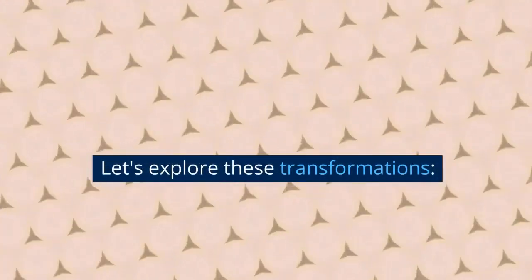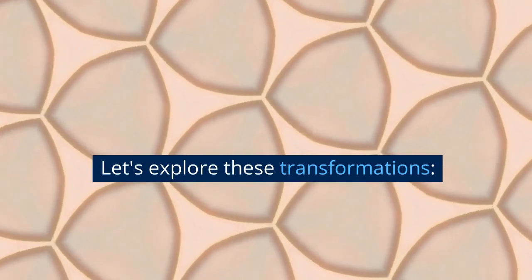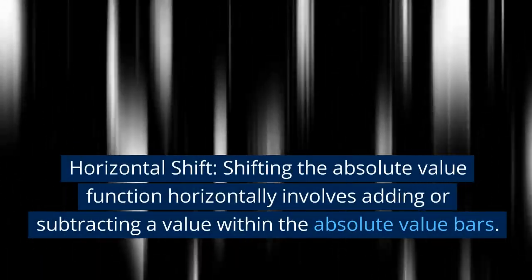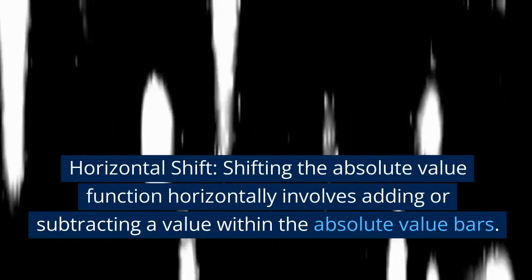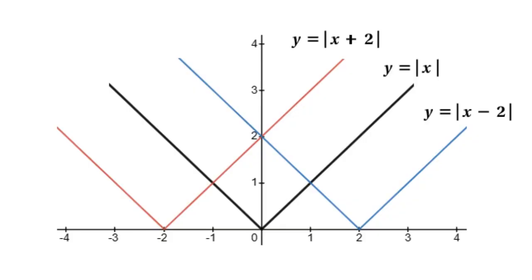Let's explore these transformations. Horizontal shift. Shifting the absolute value function horizontally involves adding or subtracting a value within the absolute value bars. For example, y equals absolute value of x plus 2 shifts the graph horizontally 2 units to the left. Y equals absolute value of x minus 2 shifts the graph horizontally 2 units to the right.